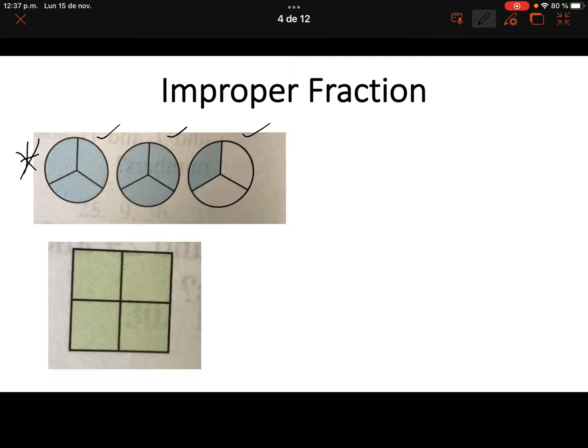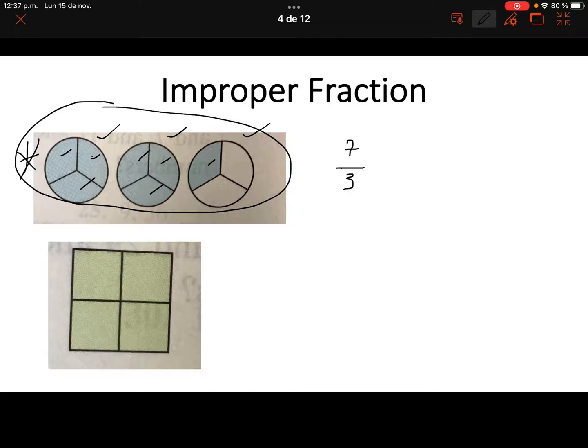Now each circle is divided into 3 equal parts. That means that the number at the bottom, the denominator, is the number of parts into which you divide each circle or each unit, and the number at the top is the shaded parts: 1, 2, 3, 4, 5, 6, 7. Then the fraction here is 7/3. As you can see, the numerator is greater than the denominator, and in the graphic representation we have to use more than one unit, 3 circles in this case.